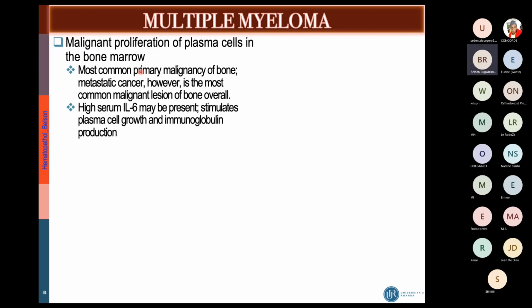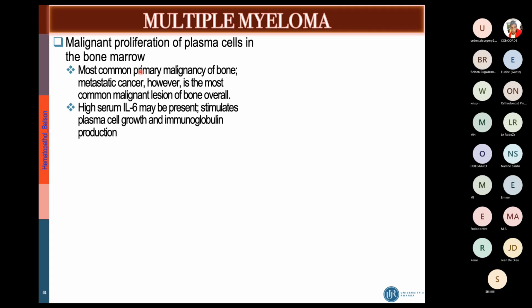So this is a malignant proliferation of plasma cells in the bone marrow. We mentioned it when we looked at bone tumors, and I said that we shall also see it in hematopathology. In many countries it is the most common cancer affecting the bone, but in our settings it is not. We do not see many cases. So it is the most common primary tumor of bone, as I said, but it is considered a metastatic cancer.